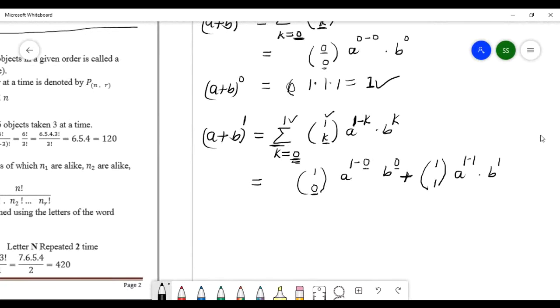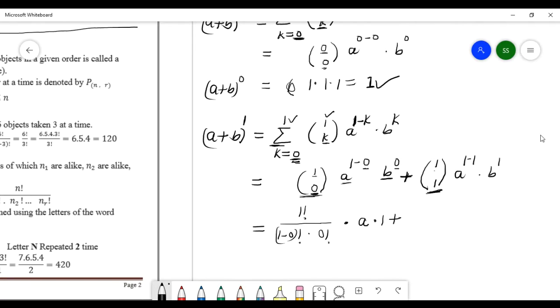This combination is equal to, look over here, this combination in a 1 0, this symbol comes here, 1 factorial over 1 minus 0 factorial, and 0 factorial. This is the formula. This formula, 1 combination 0, and here a power 1 minus 0, meaning a power 1, meaning a, and here b power 0, meaning 1, and plus this combination 1.